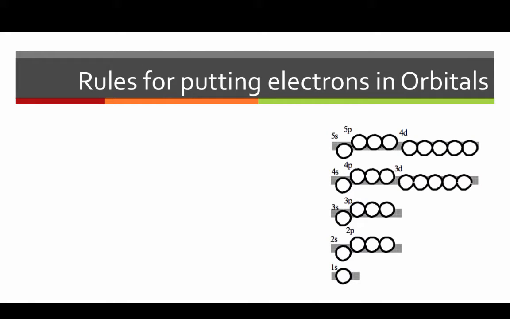So let's look at some of the rules for putting electrons in. Now, on the screen you're going to see this orbital diagram that I've created over here. This is going to be our guide for right now, before I show you all the tricks and everything that help us determine them. This is going to be our guide to figure out where all of the electrons go. And there are going to be three rules that we're going to need to know to determine where the electrons are going to go in our orbitals.